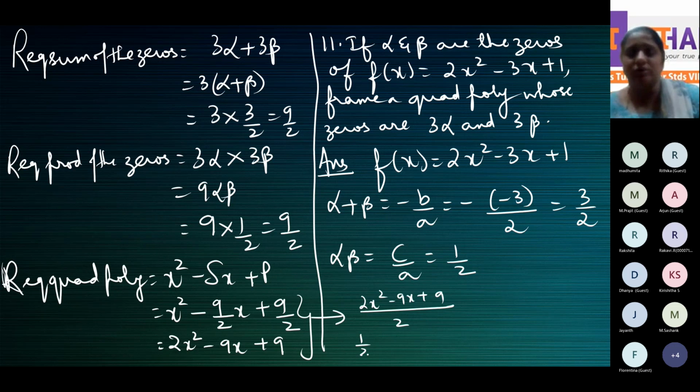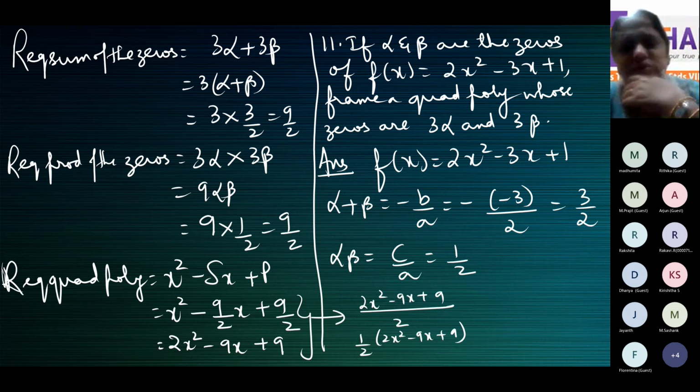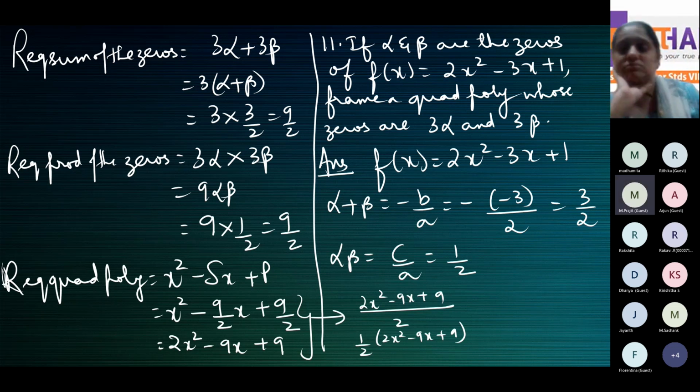And you can write it as 1 by 2 into 2x squared minus 9x plus 9. Like this also you can write. Both are correct. You can take the LCM and keep that 1 by 2 outside, or you can multiply by 2 throughout and write it as 2x squared minus 9x plus 9. Both are correct. It depends how your teacher teaches you. You follow whatever your teacher says in school. Both are fine. Am I clear, children? Yes, ma'am. Okay.